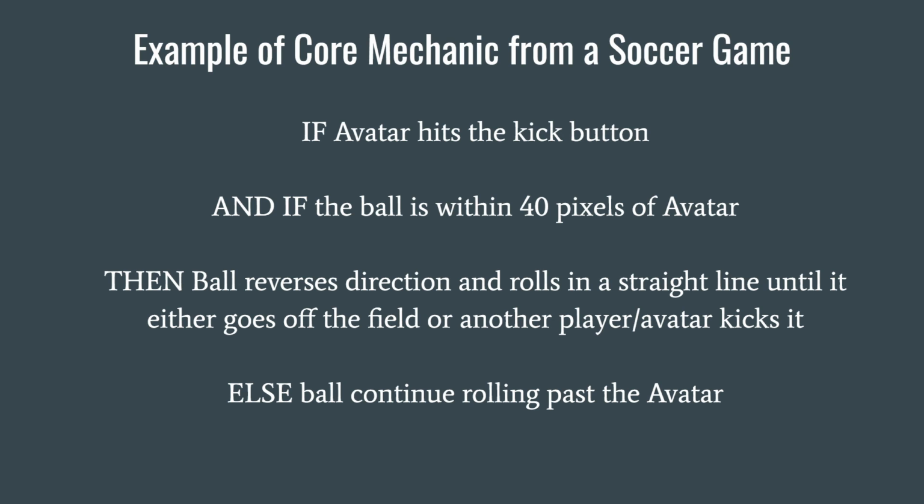Then if the ball is within 40 pixels of the avatar, which by the way isn't much, especially if you have a 4K TV, and the avatar hits the kick button, then the ball will reverse direction, right? And roll in a straight line until it either goes off the field or another player avatar kicks it, right?